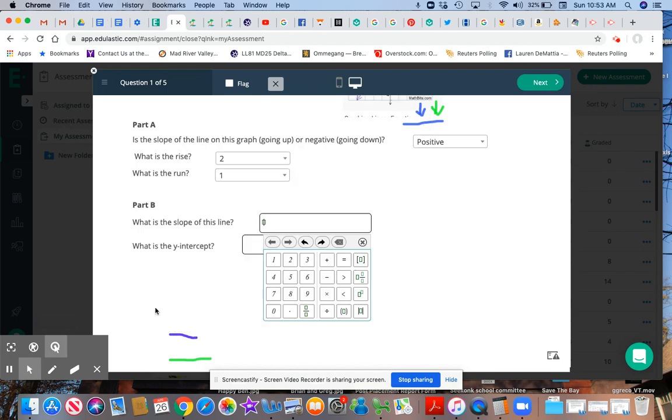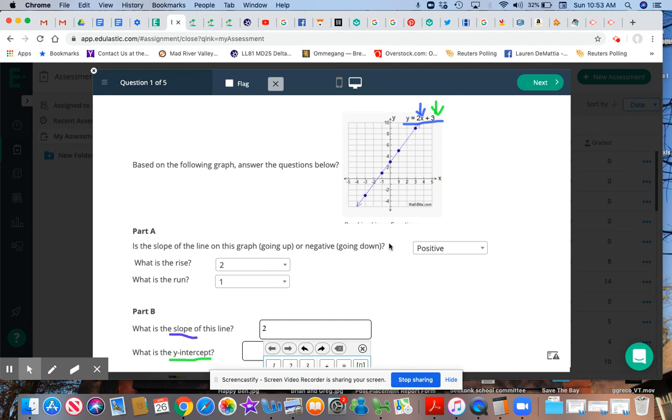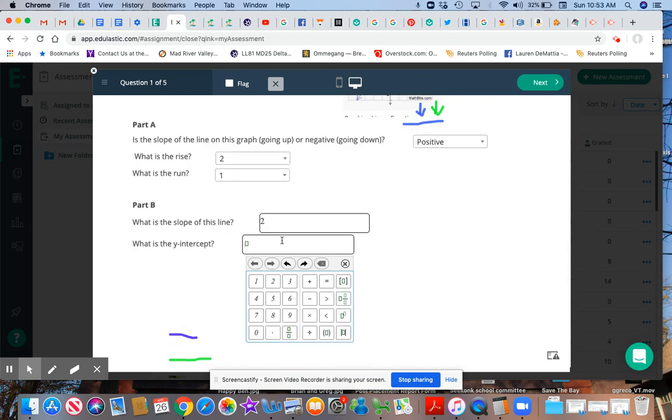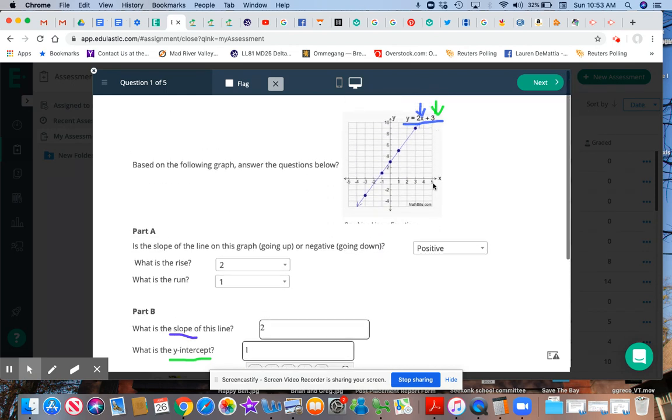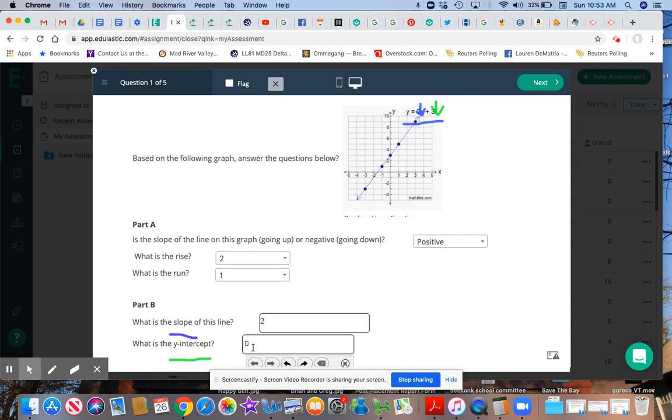All right. So the slope's going to be 2, right? You could put 2 over 1 or 2, and then the y-intercept is going to be 1, right? Because we talked about it hits... Oh, whoops. No, the y-intercept is going to be 3. My bad. Because the y-intercept is where the line hits the 3. And you could actually tell that from this equation. It says y equals 2x plus 3.